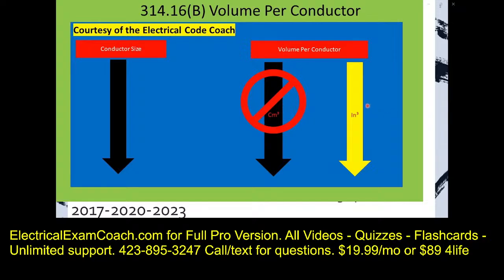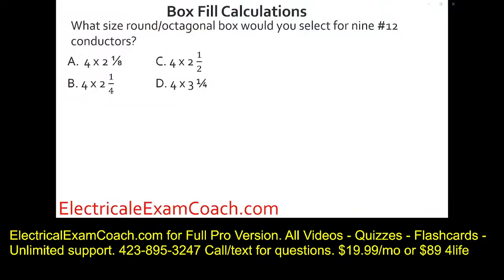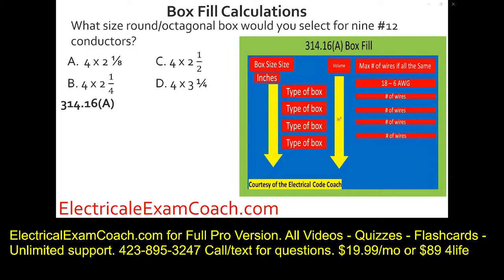Now, let's do some practice questions and get to it. What size round octagonal box would you select for 9 number 12 conductors? For this one, we're going to be using table 314.16a. We're going to start here and we're going to find our gauge of wire. Then we're going to come down and we're going to find a box, making sure to cross over and double check that we don't crest over into a different style box. We want to stay in the round octagonal. We find our conductors, we find the one that fits it, we slide over and double check ourselves, and we're going to select A. Great job!